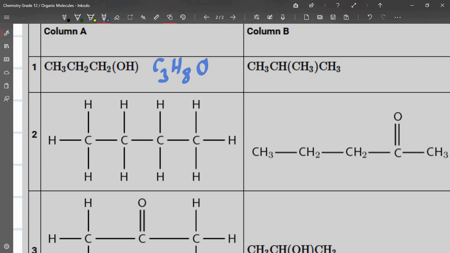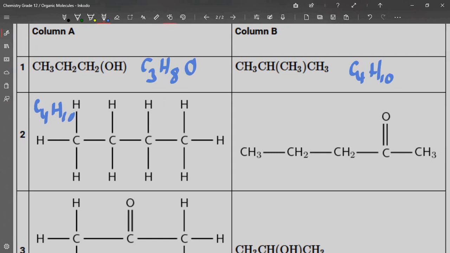We have a total on this side of 4 carbons and we have 10 hydrogens. This one's straightforward. You can just count here. Again, carbons here are 4, hydrogens 10. This one here, how many carbons do we have? Let's see if there's anything else. Nope, that's it. We have 5 carbons, the hydrogens are 10, and we just have 1 oxygen.